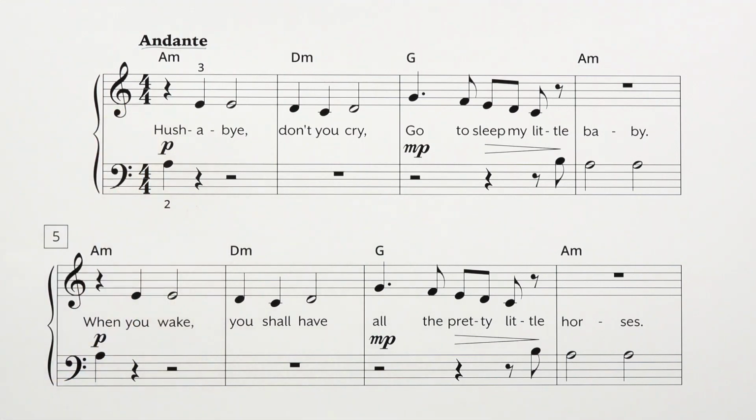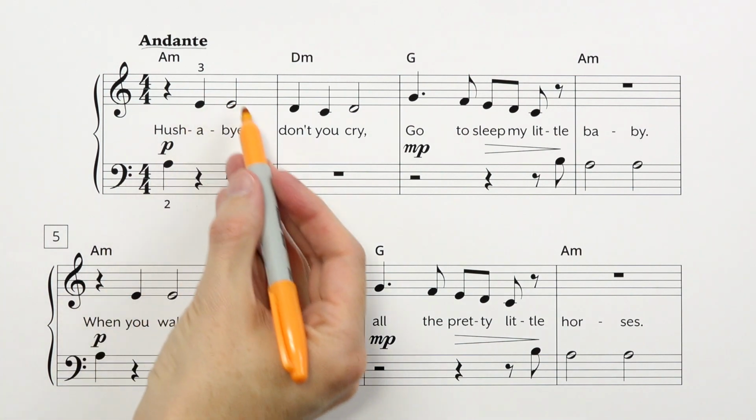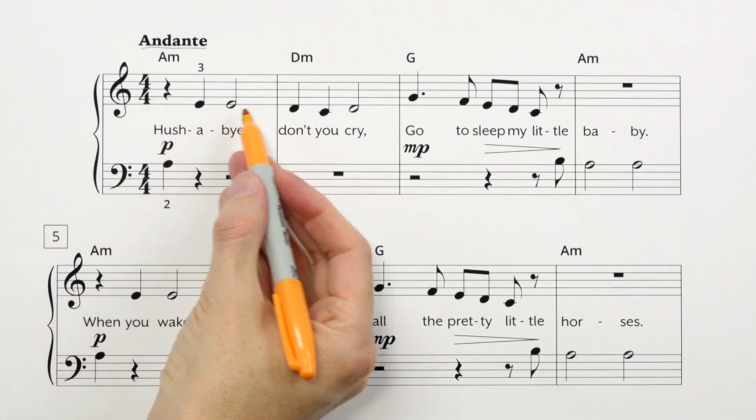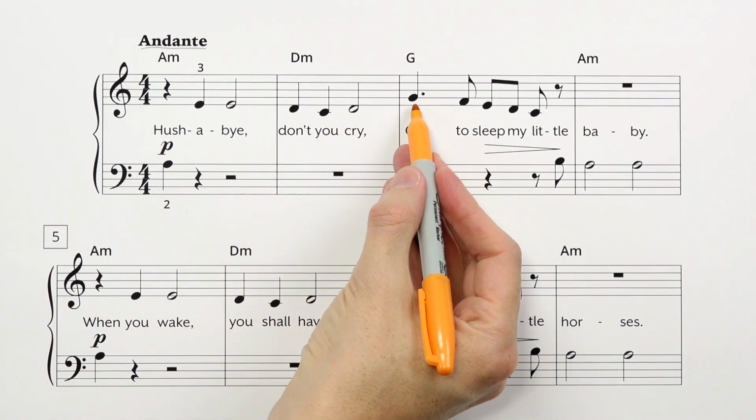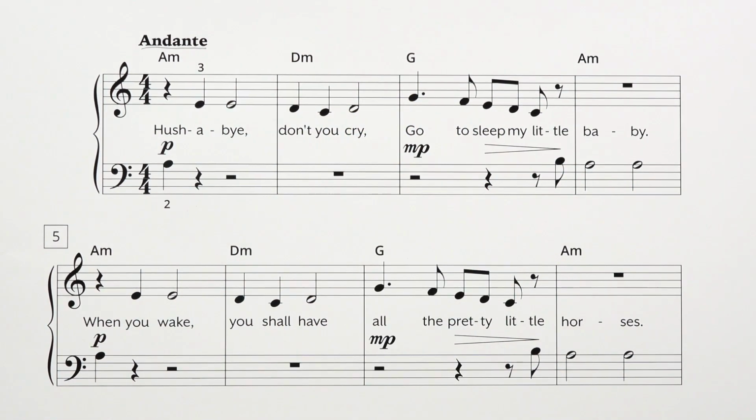What is our time signature? It's 4-4. Now, let's check out our rhythms. We start off pretty straightforward. Quarter note, half note, quarter note, half note, and then, aha, here's a dotted quarter note.